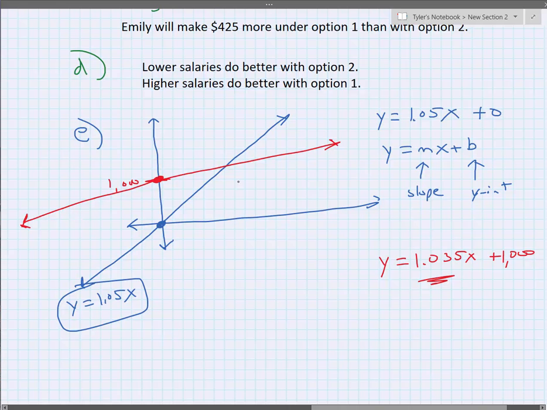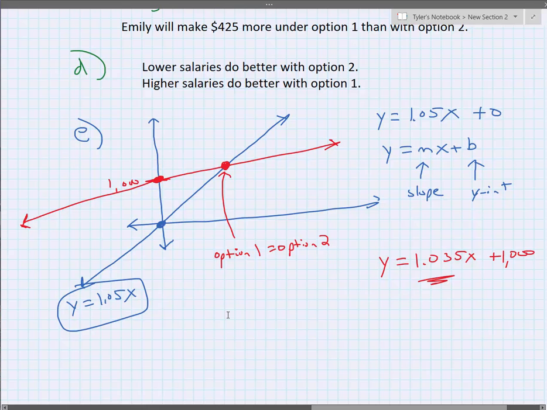Right? So the important part that we want to think about is, is there a point at which the options would be the same? So visually, graphically, it would be this point here. At this point, option 1 equals option 2. So in other words, there is a salary. If I made this amount of money, I wouldn't care if I got option 1 or option 2 because my increase would be the same, right?